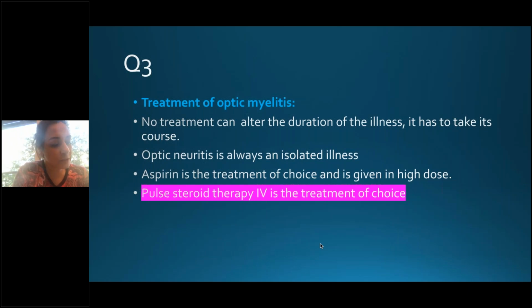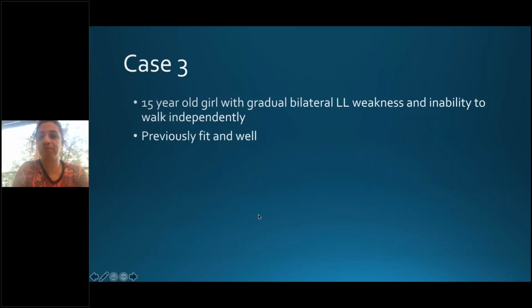Do we have time to discuss the last case? I'll finish it too. We can start and then we can continue later. Because I think the last case is pretty good.